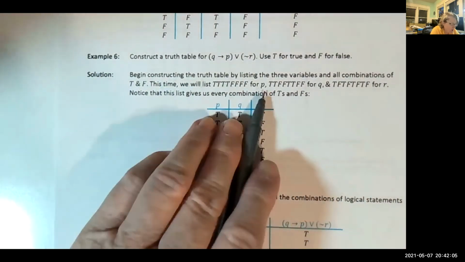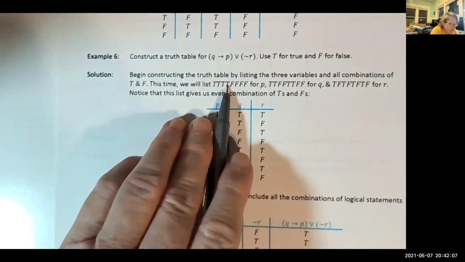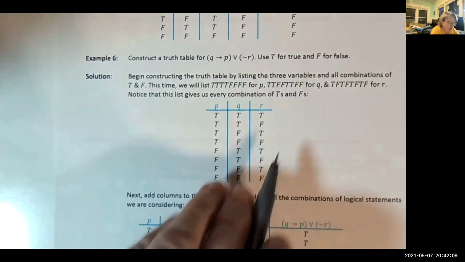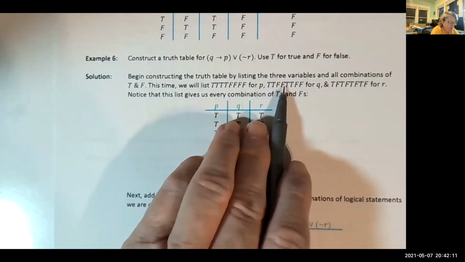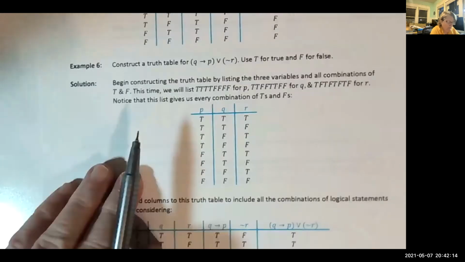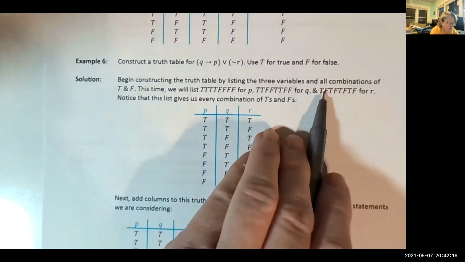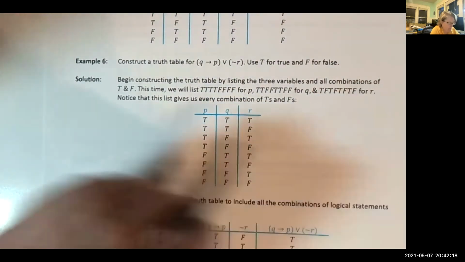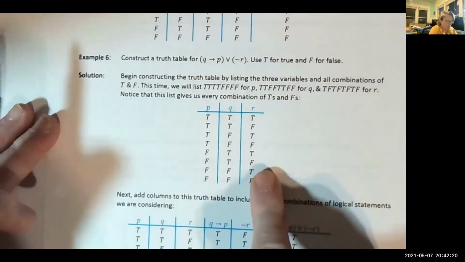For P, we're going to do true, true, true, true, false, false, false, false. For Q, we're going to do true, true, false, false, true, true, false, false. And then for R, true, false, true, false, true, false, true, false. And we end up with the first three columns.